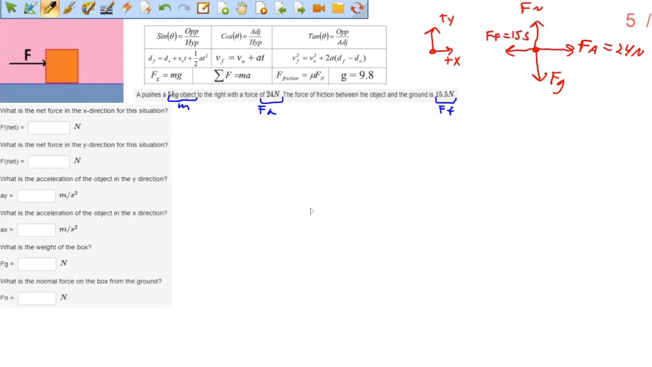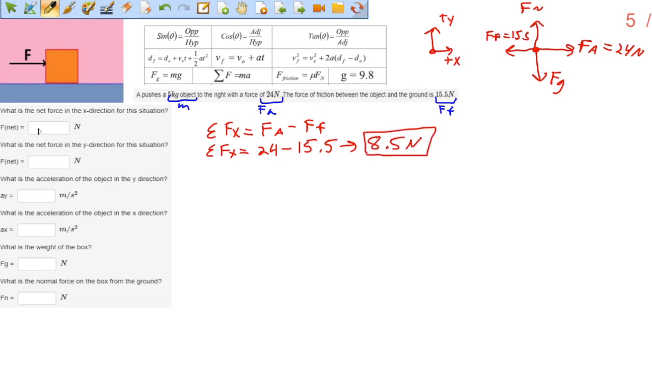All right, so now that I have my free body diagram set up, I can go ahead and solve for the net force in the x direction. I see that net force in the x direction is equal to the forces that point to the right, force applied, minus the forces that point to the left, force friction. I plug in my values here. Net force in the x direction should be equal to 24 minus 15.5, and I get a net force of 8.5 newtons. So I'm going to go over here and write my net force of 8.5 newtons.